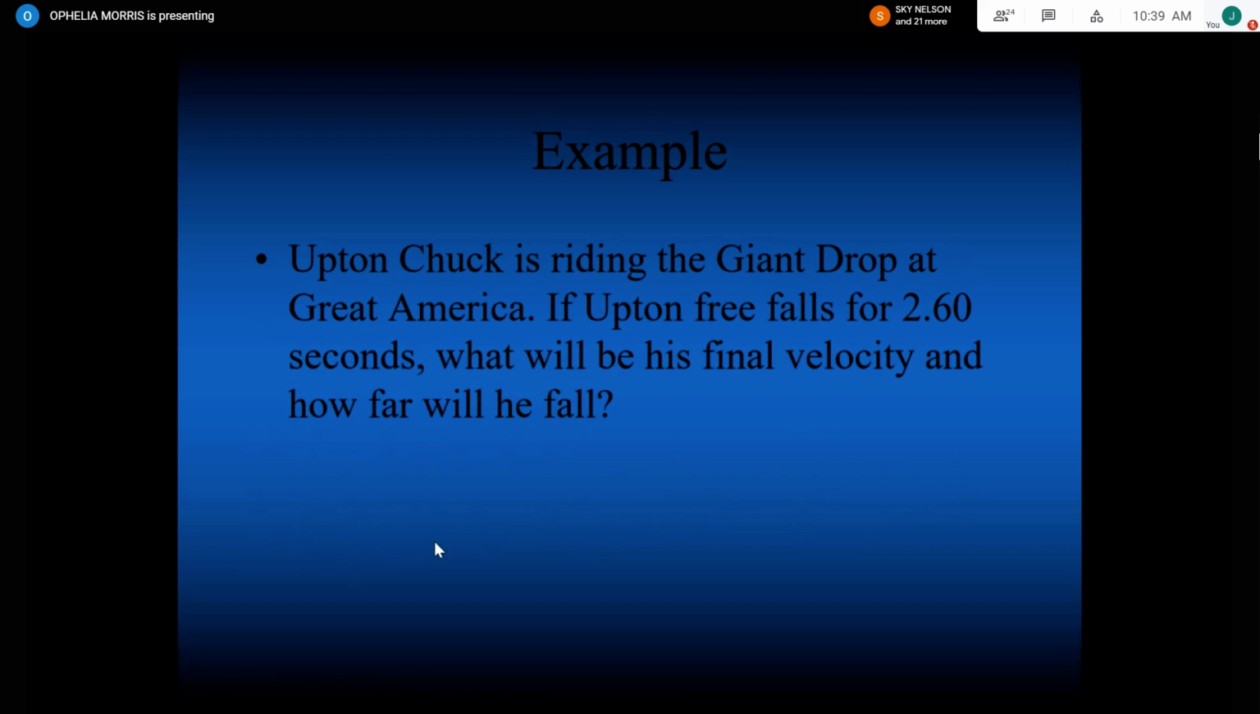So we're gonna go to the second question. It says Upton Chuck is riding the giant drop at Great America. So you guys like amusement parks? Hopefully next year, if there's no coronavirus. Every year they have a great thing at Great Adventures called Physics Day for high school students. All the students that go there, a whole week is just for physics. From some of the rides, you'll see the formulas and how the physicists came up with those ideas for those rides. It's physicists that actually come up with these great rides that you guys enjoy.